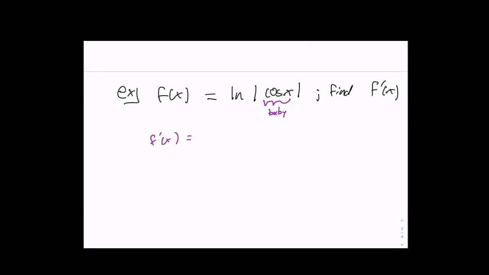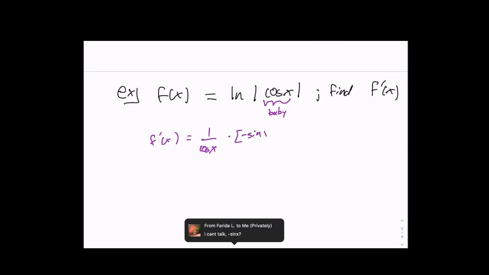Don't rely on 1 over cos of x. There you go, 1 over cosine of x. Let's finish it. Times negative sine of x. And I see Farida had also written that in there.